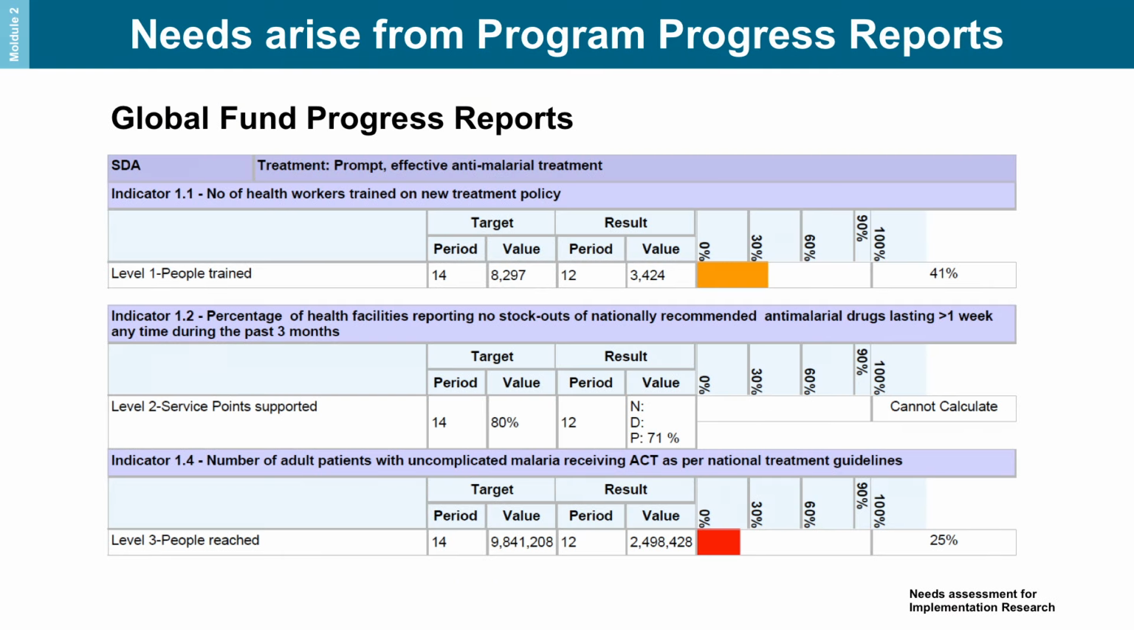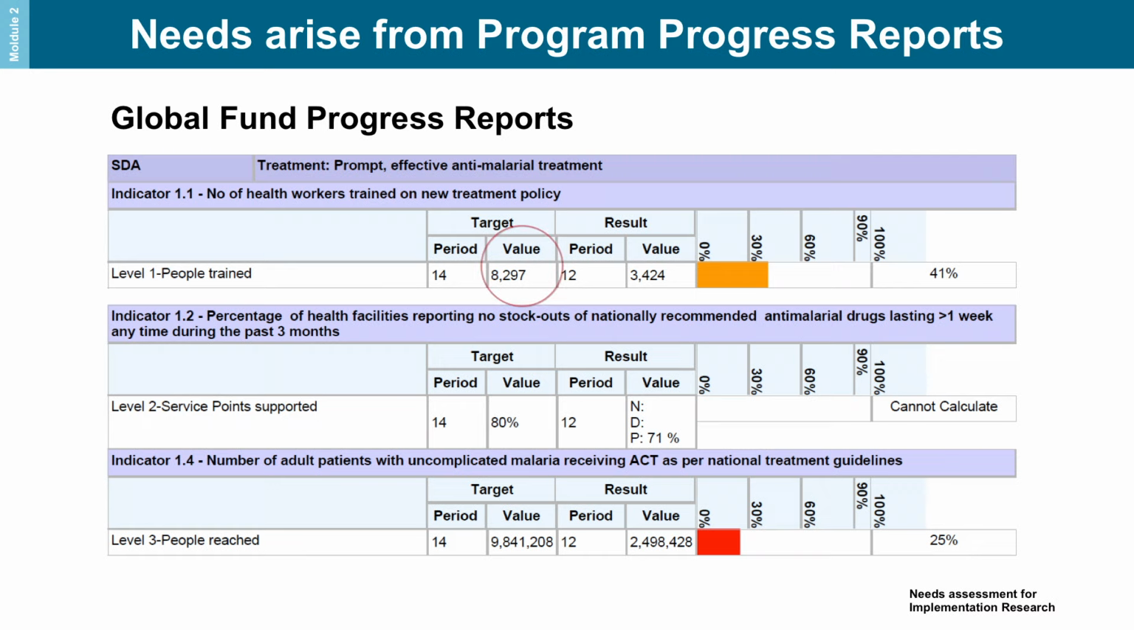We had mentioned Global Fund earlier, and just to be sure that we know what these progress reports look like, I've anonymously extracted one of these for you to see. But like I said, these come out every 6 months. And you can see that the country has set its own targets. For example, the level 1 target, people trained.